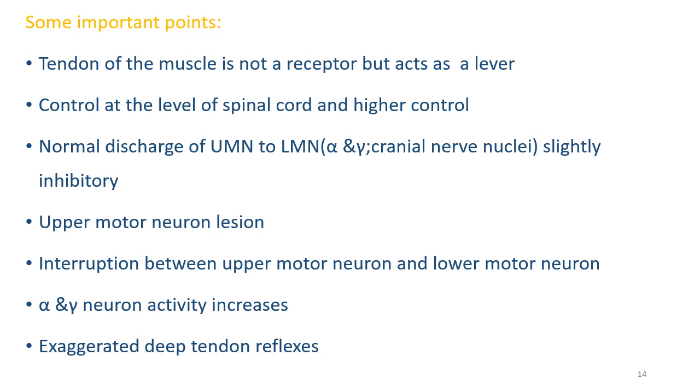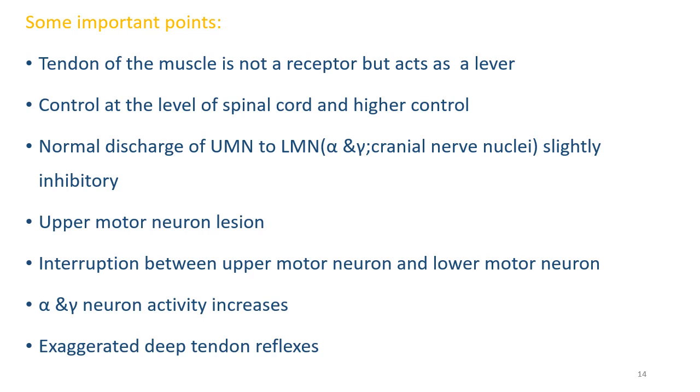While testing the deep tendon reflexes, we have to keep certain points in mind. First of all, we should be very clear that the receptors are not the tendon of the muscle. Then what are the receptors? Receptors, we know, is the muscle spindle. So what do the tendons do? Tendons act as a lever to activate the muscle spindle, which discharges and sends impulses to the alpha motor neuron to cause the muscle contraction.